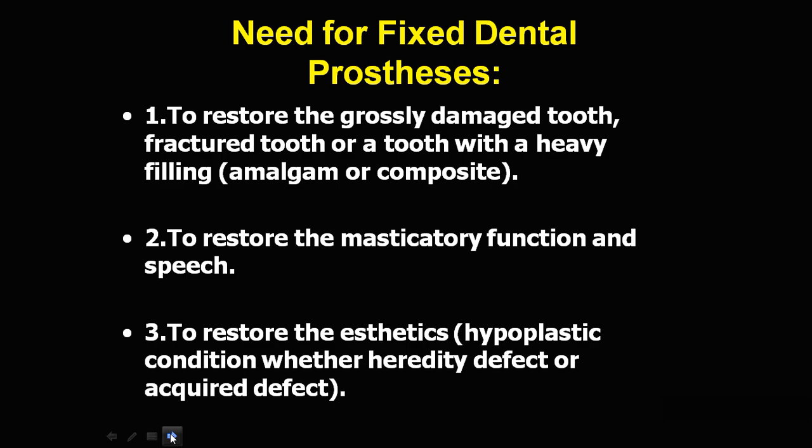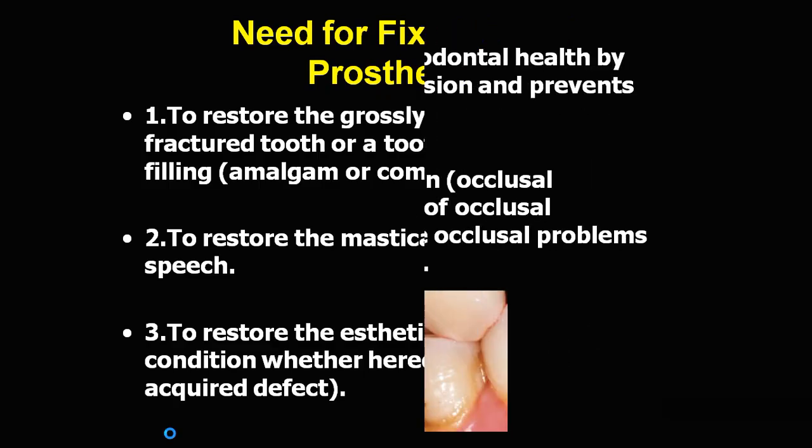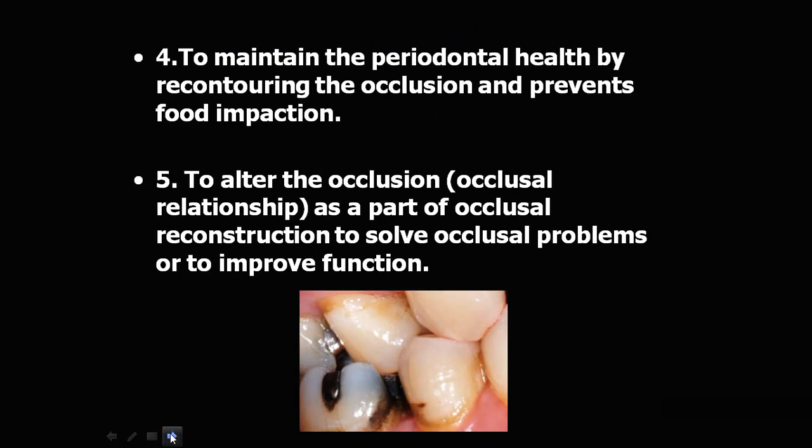Now, what is the need for a fixed dental prosthesis? To restore the grossly damaged tooth, fractured tooth, or a tooth with heavy filling, to restore the masticatory function and speech, to restore the aesthetics in a hypoplastic condition where a hereditary defect or an acquired defect is observed, to maintain the periodontal health by recontouring the occlusion and preventing food impaction, or to alter the occlusion, that is the occlusal relationship, as a part of occlusal reconstruction to solve occlusal problems or to improve function.